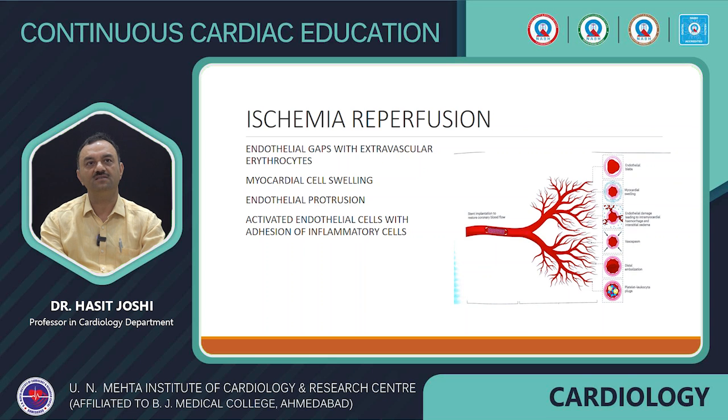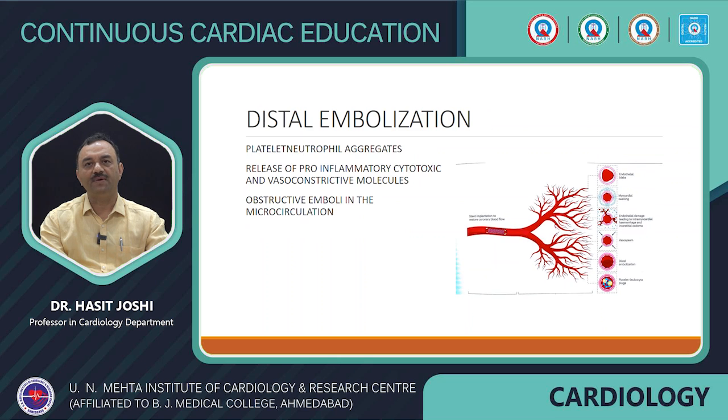distal capillary changes. The endothelial cell initially shows endothelial blebs followed by myocardial swelling and followed by endothelial protrusion and leakage from junctional cells, which leads to extravasation of erythrocytes into the intercellular space, intercellular edema, and after that there is activation of the endothelial cell with adhesion of inflammatory cells, which leads to plugging of the capillaries.